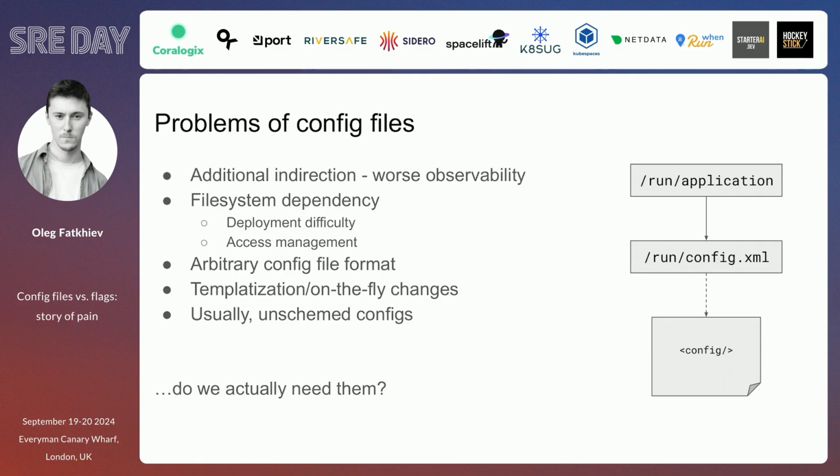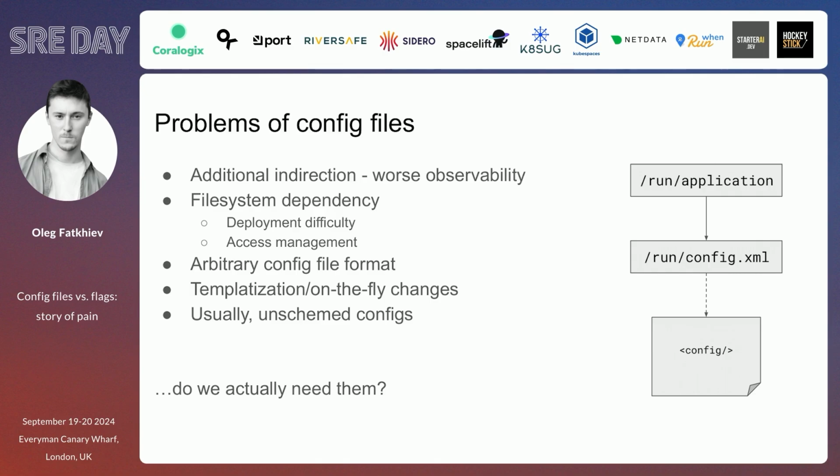But config files have a lot of problems. First is obvious, it's additional indirection. We don't have just the application and its config. We actually have a file that contains this config in the middle. So it brings worse observability because you don't see the whole config of your application when you just look at the run command of it. You also need to find where the file is located and you need to read it. And it has a file system dependency, which is already a thing that comes out of nowhere.